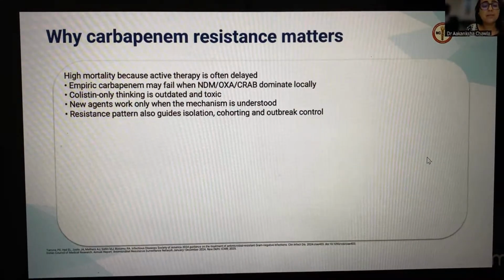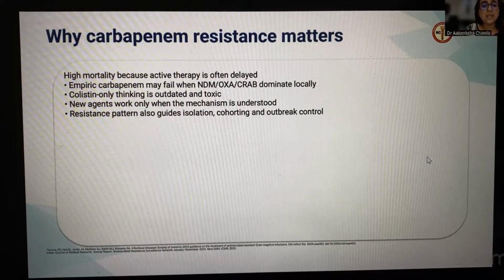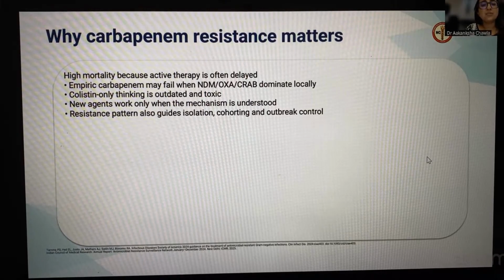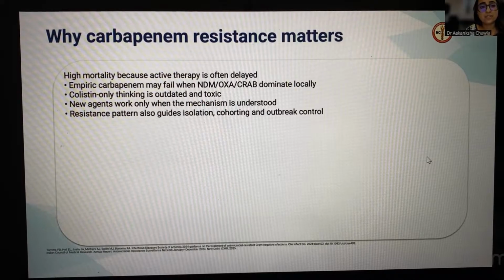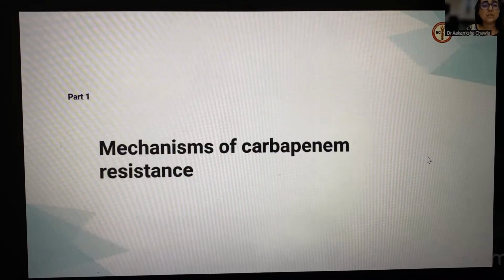If your empiric carbapenem fails to cover for NDM, OXA, or GRAB, and if they dominate, then the therapy you've chosen empirically will be ineffective. Now, colistin-only strategies. These days it is more and more recommended that you choose colistin-sparing strategies when alternatives like Cazavi are available, also because colistin is associated with higher nephro and neurotoxicity. So, you need to keep these things in mind when you're choosing your drugs.